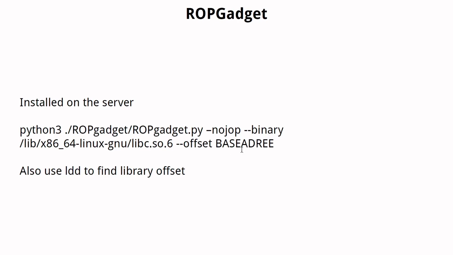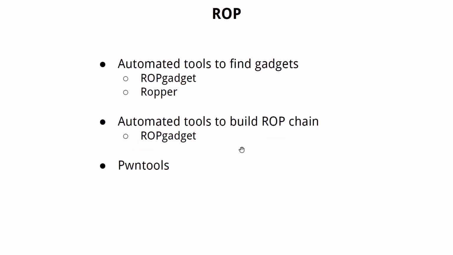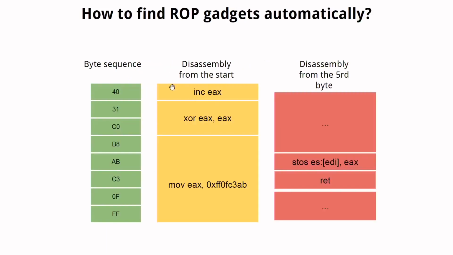With ASLR, it will be harder, but still possible to attack this. There are many tools. ROPgadget is one of them. There is also Ropper and also Pwntools. They can find the ROP gadgets as well. In our server, I believe we installed Pwntools and ROPgadget. We will use ROPgadget, which is very straightforward.